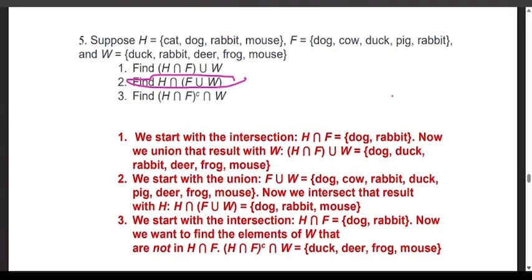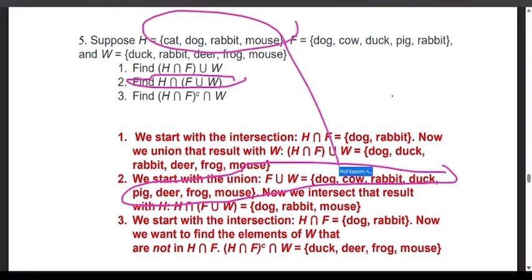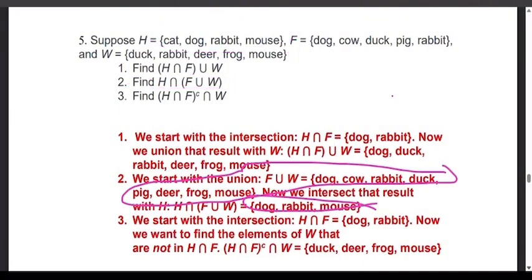You can see when I started, I found F union W because it is in the parentheses, and then I find the intersection between this and H. What do they have in common? What they have in common is dog, rabbit, and mouse. So take a look at that.